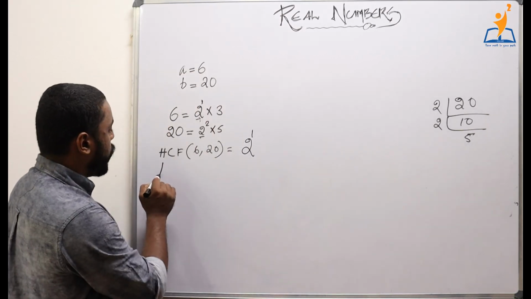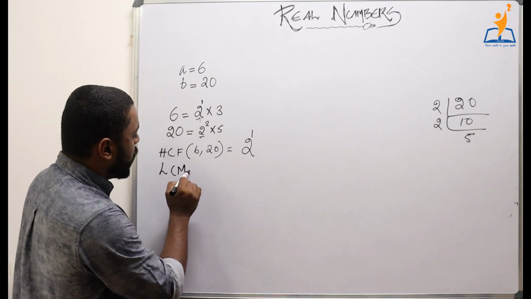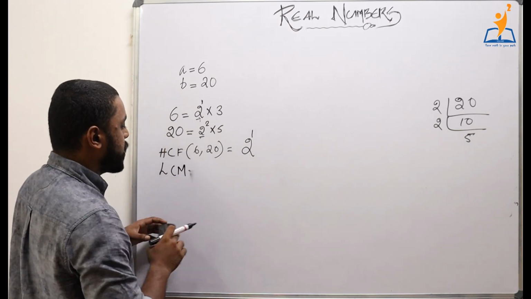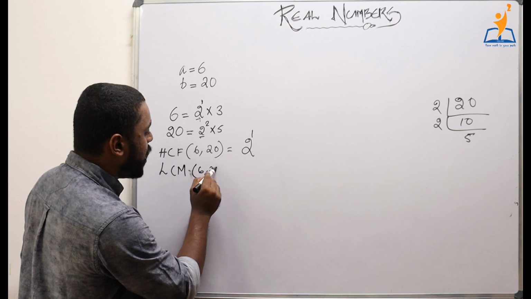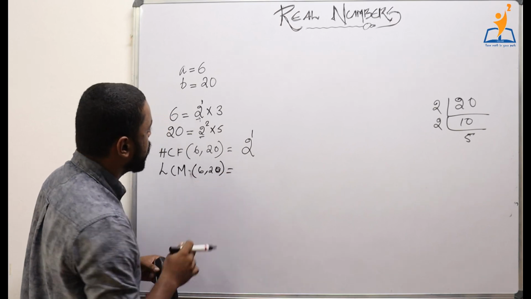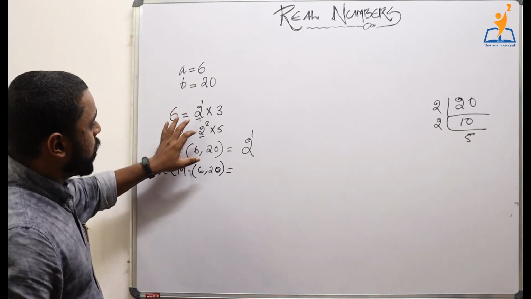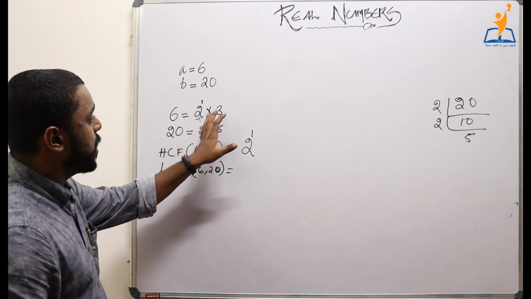Now we can find the LCM. LCM of the two numbers 6 and 20 can be evaluated as, choose the primes available in the expression.